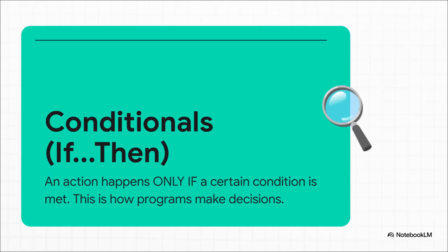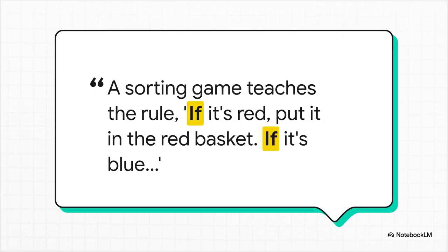All right, this one's a real game changer. Conditional instructions. If, then statements. This is basically the brain of the whole operation. It's what lets a program make choices. If this happens, then do that. It's that simple. And the Cluck lesson teaches this perfectly with a sorting game.